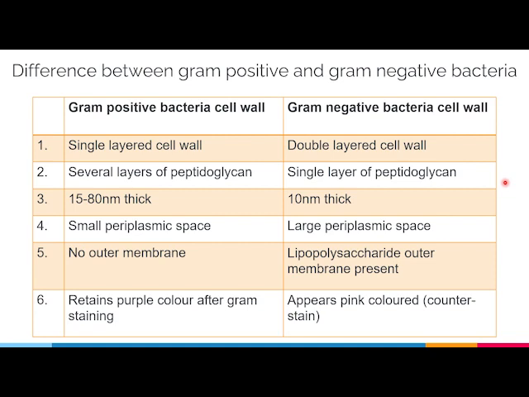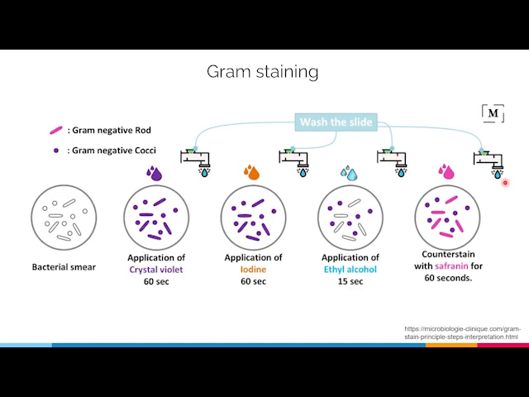Okay. So this was exactly the difference between gram-positive and gram-negative bacteria based on the cell wall. So we will go through the entire gram staining procedure once. I guess most of you have an idea of how gram staining works, but we'll go through it nonetheless. Say you have a bacterial smear that has different types of bacteria. How exactly will we differentiate between the gram-negative and the gram-positive ones?